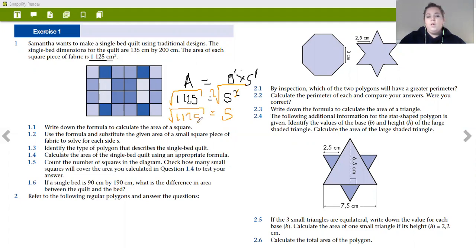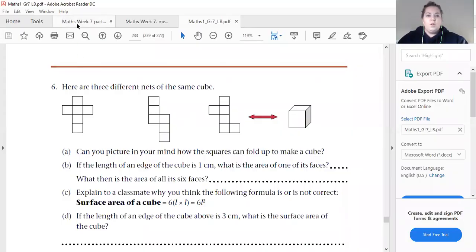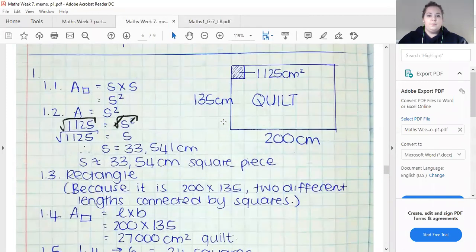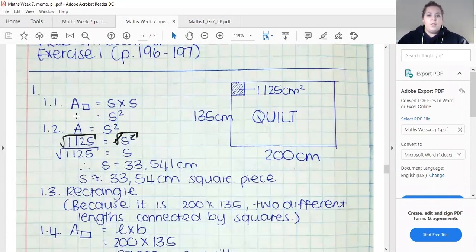1,125. So what you're going to do is you're going to take your calculator, you're going to say S equals, and it's going to give you 33, comma something. So if I show you the actual answer, it will look like this. Okay, so if I go to the actual answer, we go in here. Okay, here we go. So we've got our area formula, we've got our square root, 1,125. So that means our S will be equal to 1,125 under the square root.